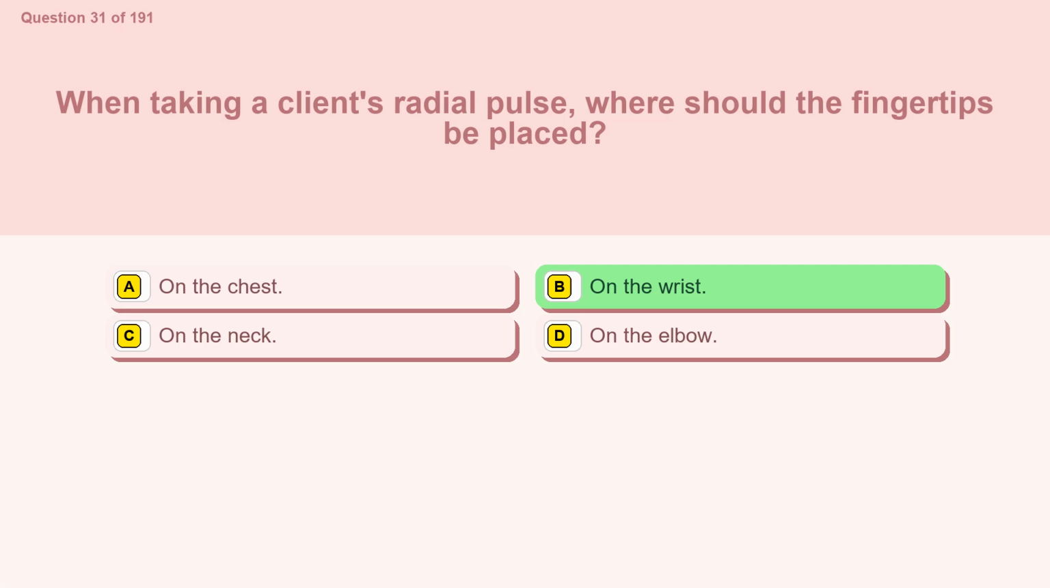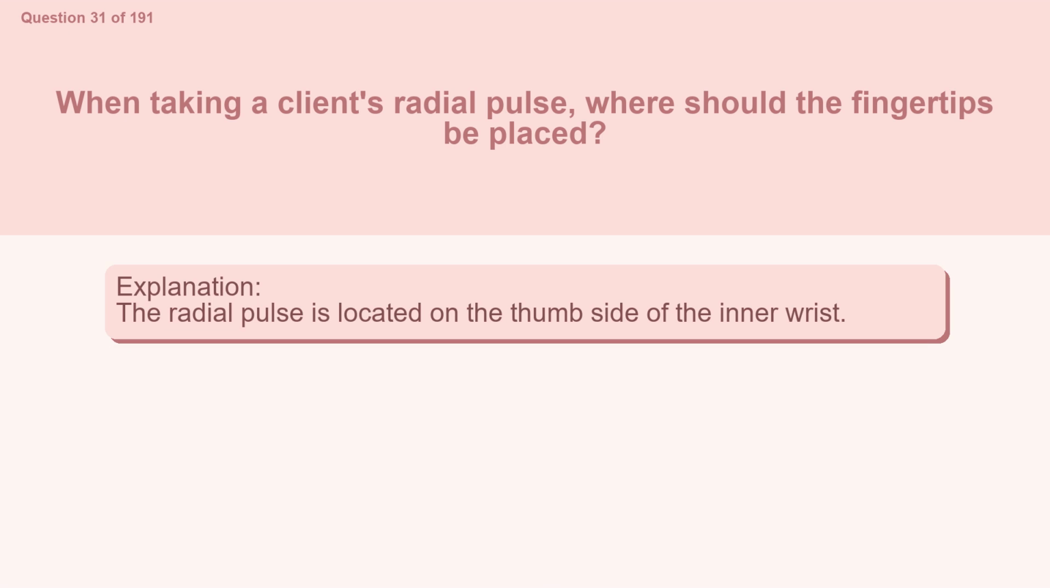The correct answer is option B. On the wrist. The radial pulse is located on the thumb side of the inner wrist.